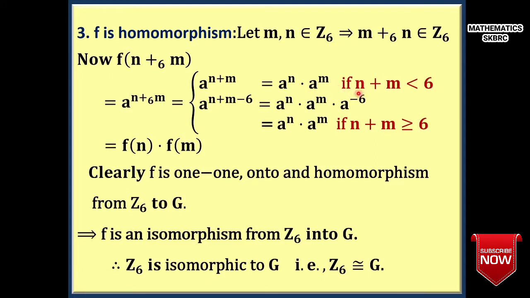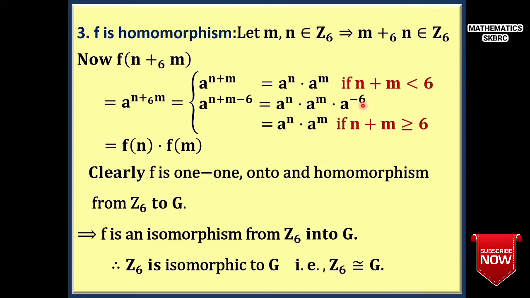Here we observed that if n plus m is less than 6, then n plus m addition modulo 6 is equal to n plus m. That is equal to a power n into a power m. If n plus m is greater than or equal to 6, we write n plus m addition modulo 6 is equal to n plus m minus 6. That is equal to a power n into a power m into a power minus 6.